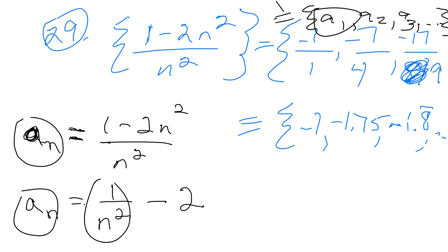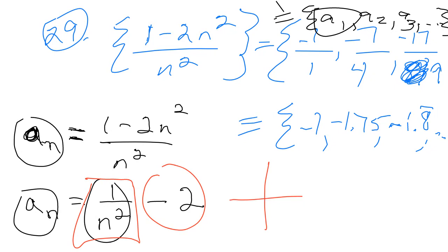So this part here really doesn't matter. The minus 2 doesn't really matter because I'm doing it to every single term. But what do we know about 1 over n squared? Well, of course, we have y equals 1 over x squared. That was one of our base graphs from chapter 1 and Calc 1.